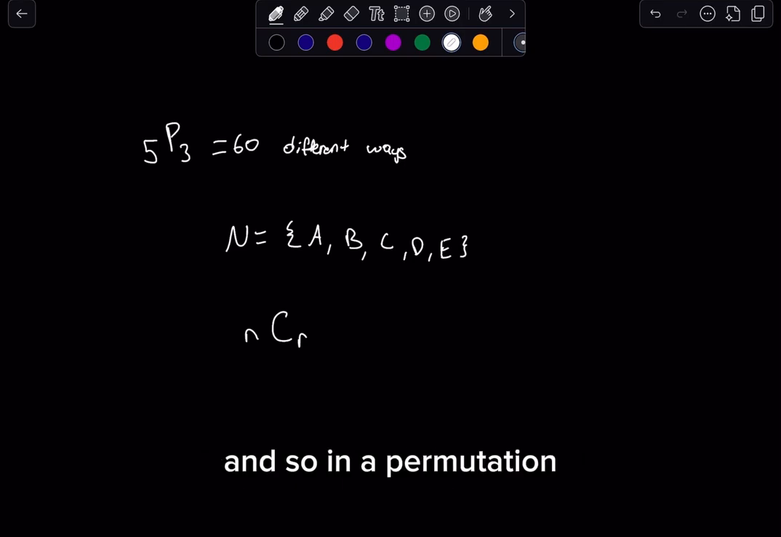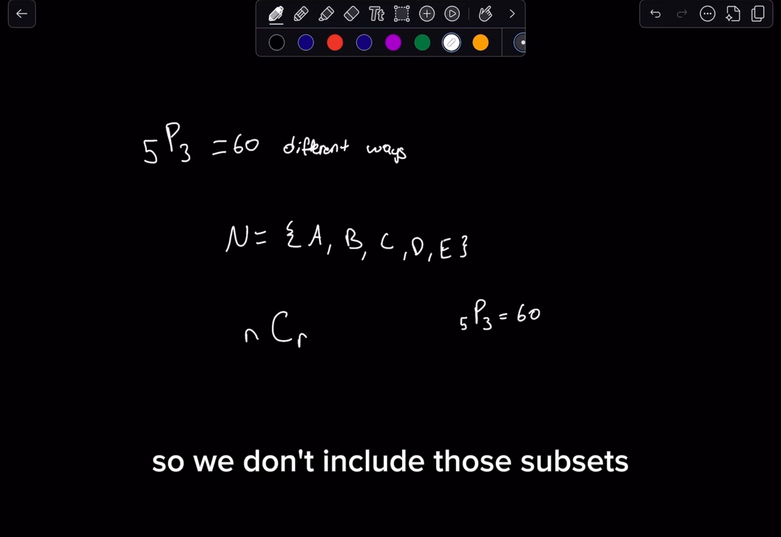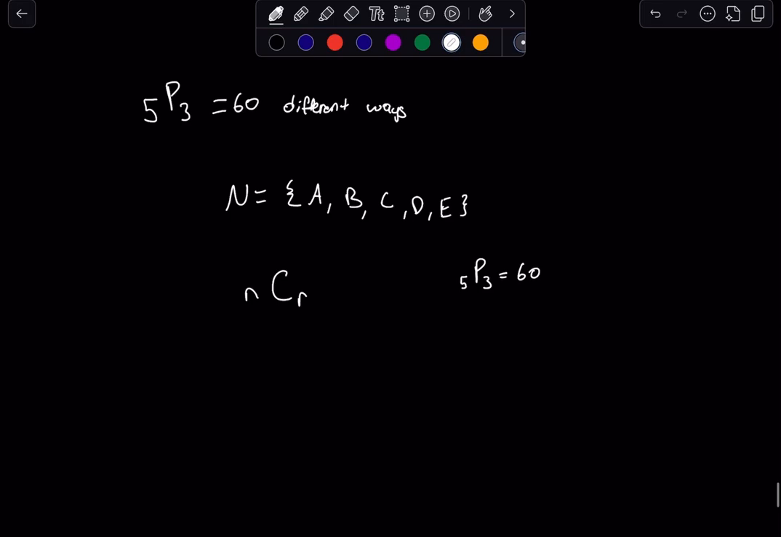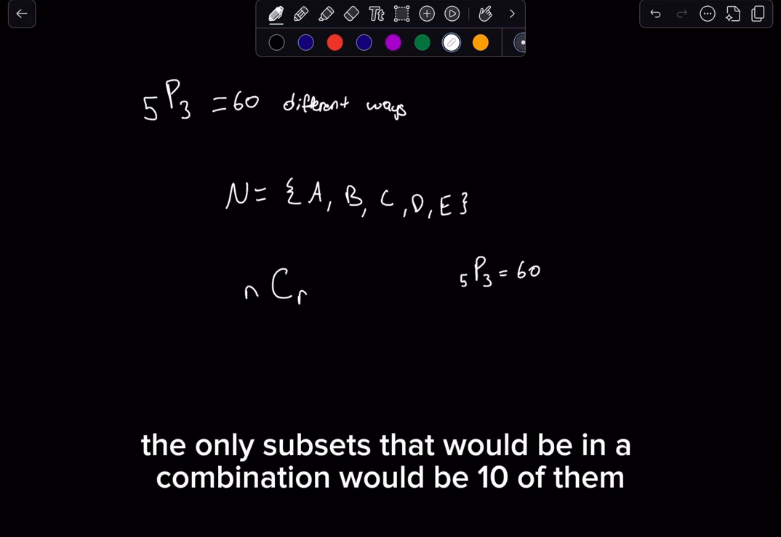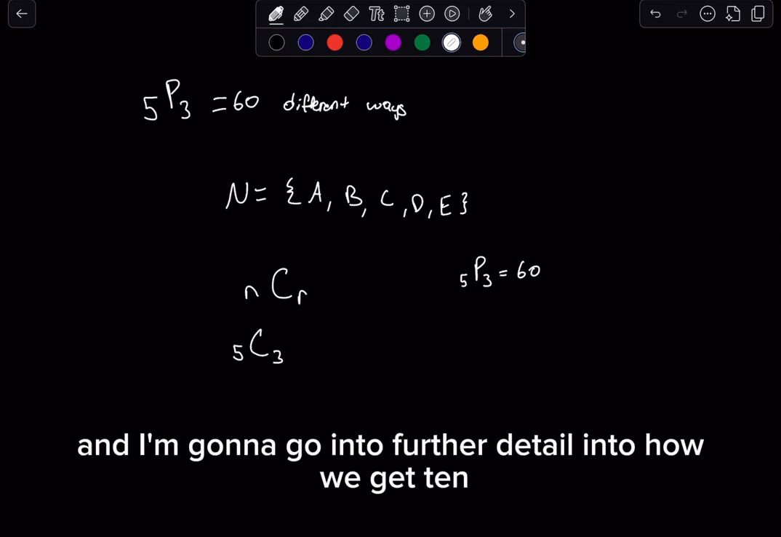And so in a permutation of 5P3, this would be 60. But in a combination, order isn't important. So ABC is the same as CBA. So we don't include those subsets. And so the only subsets that would be in a combination would be 10 of them. And I'm going to go into further detail on how we get 10.